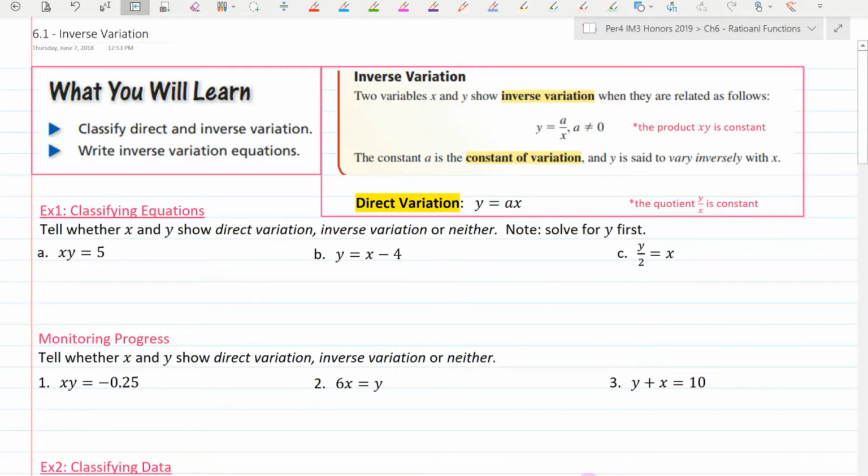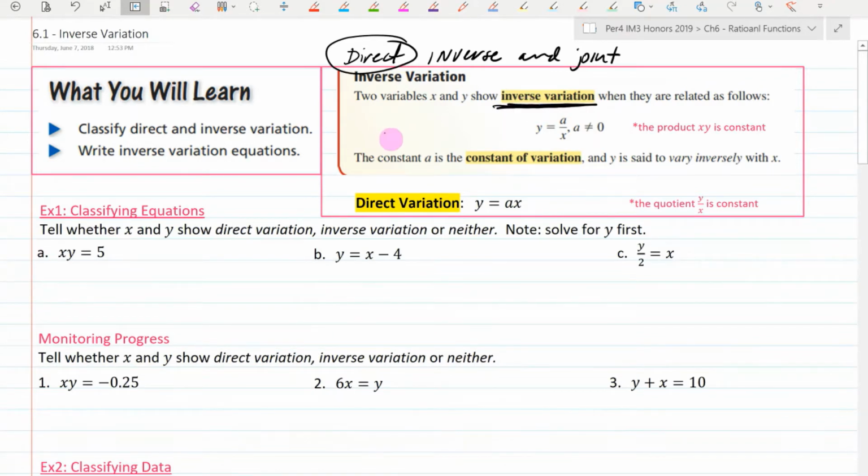Good morning, this is Miss Parks, and today we're going to talk about inverse variation, but we're actually going to talk about direct, inverse, and joint variation, which is just a combination of more than one thing. So for inverse variation, as something goes up, the other goes down.